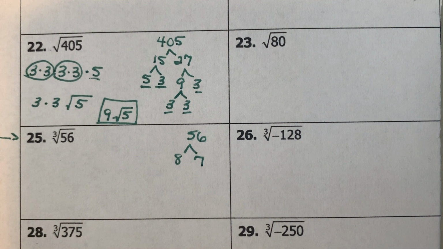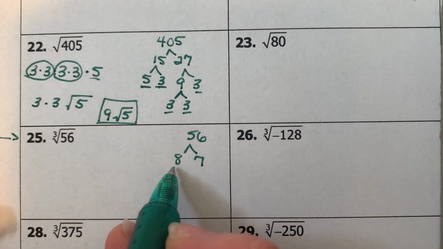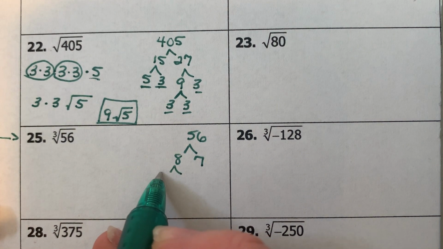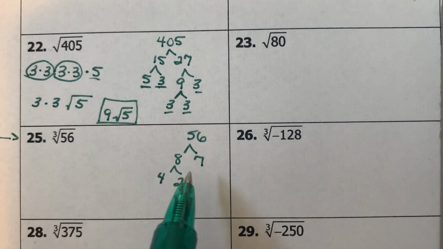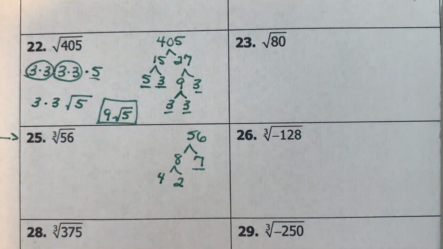So if you start with 2 and 28, that's fine too. In the end, you'll get the same answer. So we have to ask ourselves, is 8 prime? No, because you can get 8 by multiplying 4 times 2. Okay, 7, is 7 prime? Yes, there's no two numbers that multiply to give you 7.